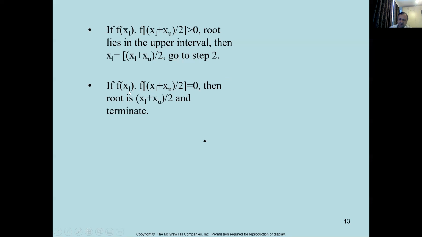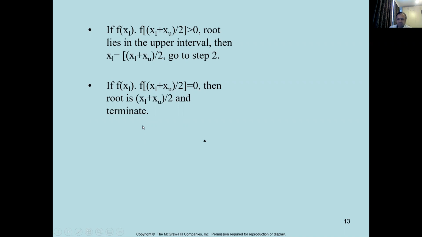The third situation is that f(xl) times f((xl plus xu)/2) is equal to 0, that means exactly equal to 0. Then (xl plus xu)/2 is actually the root, and we already find the solution, so we will terminate. Anyway, that situation is rare. In most cases, it will be either of these two previous situations.